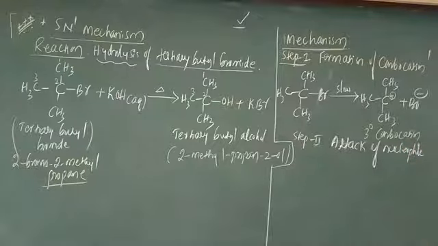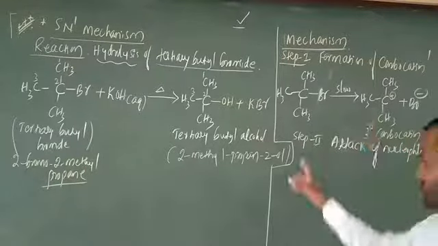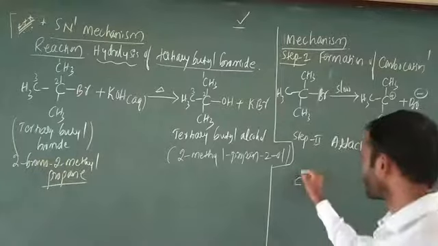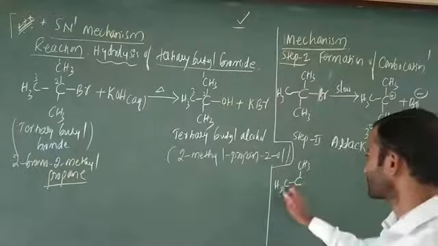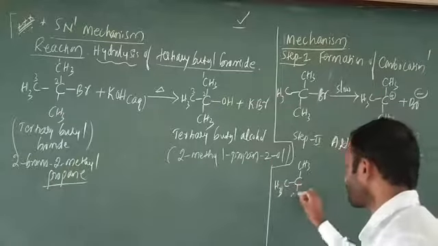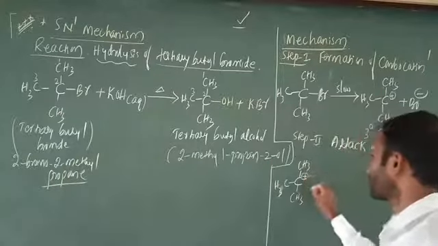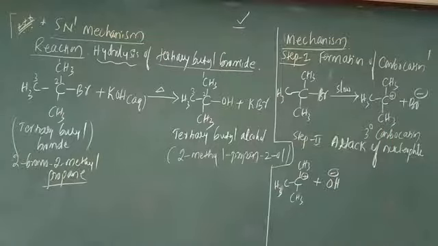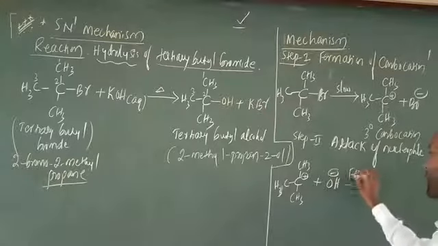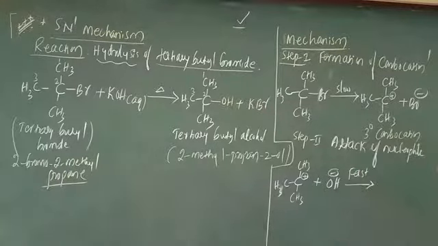Okay, attack of nucleophile. I am going to consider this point only. This carbon is going to get a CH3. This is what? CH3 is there. Next, this one is what? CH3. This is a positive charge. Next, in this case, OH minus acts as a nucleophile. Next, this one indicates what? Fast reaction.